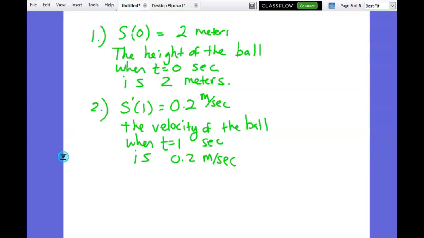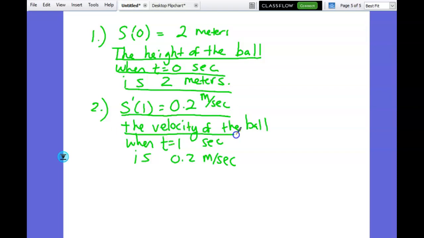So here's the first 2 answers. S of 0 is 2 meters. The interpretation is the height of the ball when t equals 0 is 2 meters. There's your 3 parts: context, input, output. Number 2, S prime of 1 is 0.2 meters per second. That means the velocity of the ball when t equals 1 second is 0.2 meters per second.